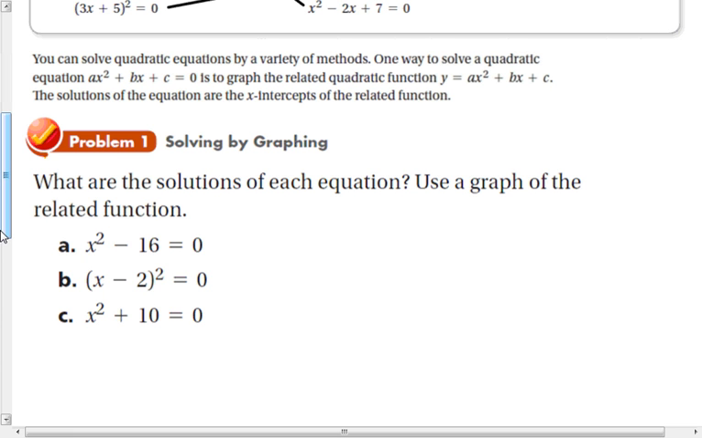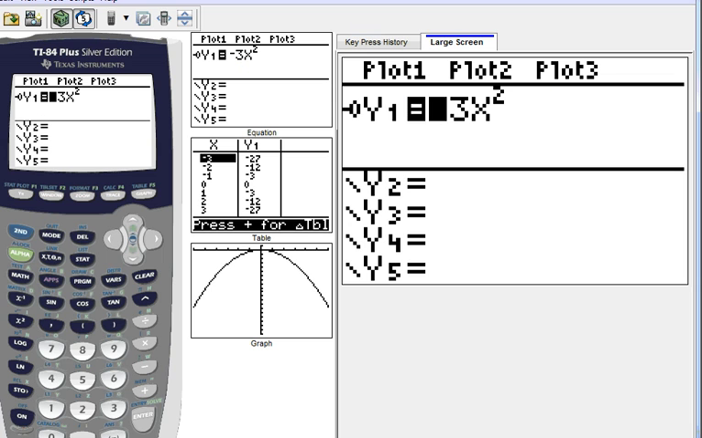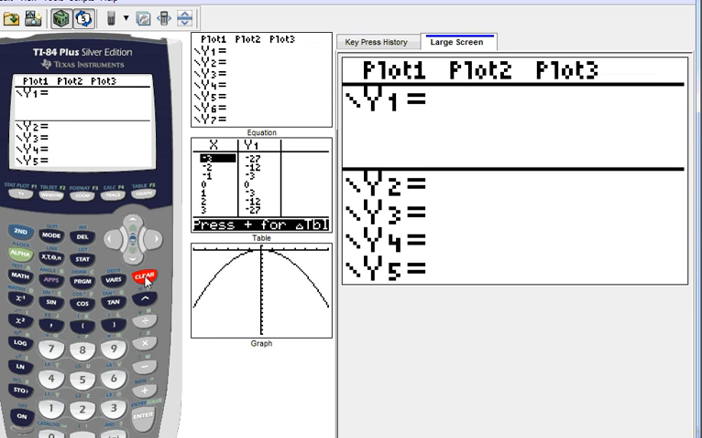But for function A here, we want to know when x squared minus 16 equals 0. Okay? And some of you are thinking, well, that's easy, that's 4, right? So let's graph it and just see that. The way we're going to graph it is we're just going to graph y equals x squared minus 16, and then we're going to look for an output of 0.